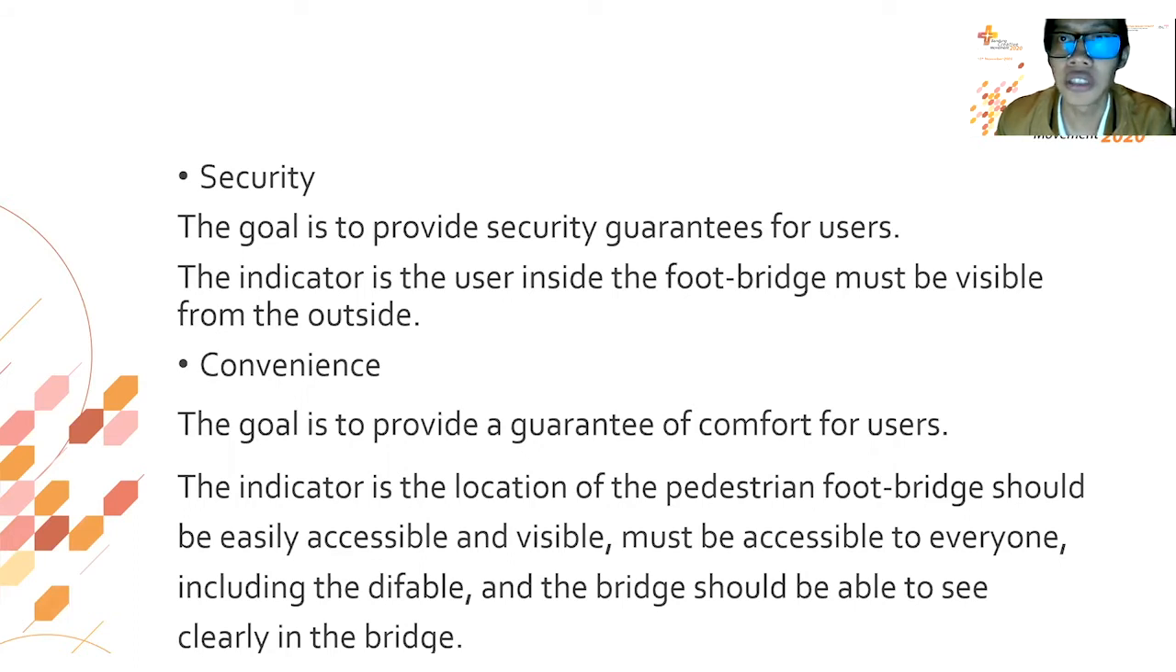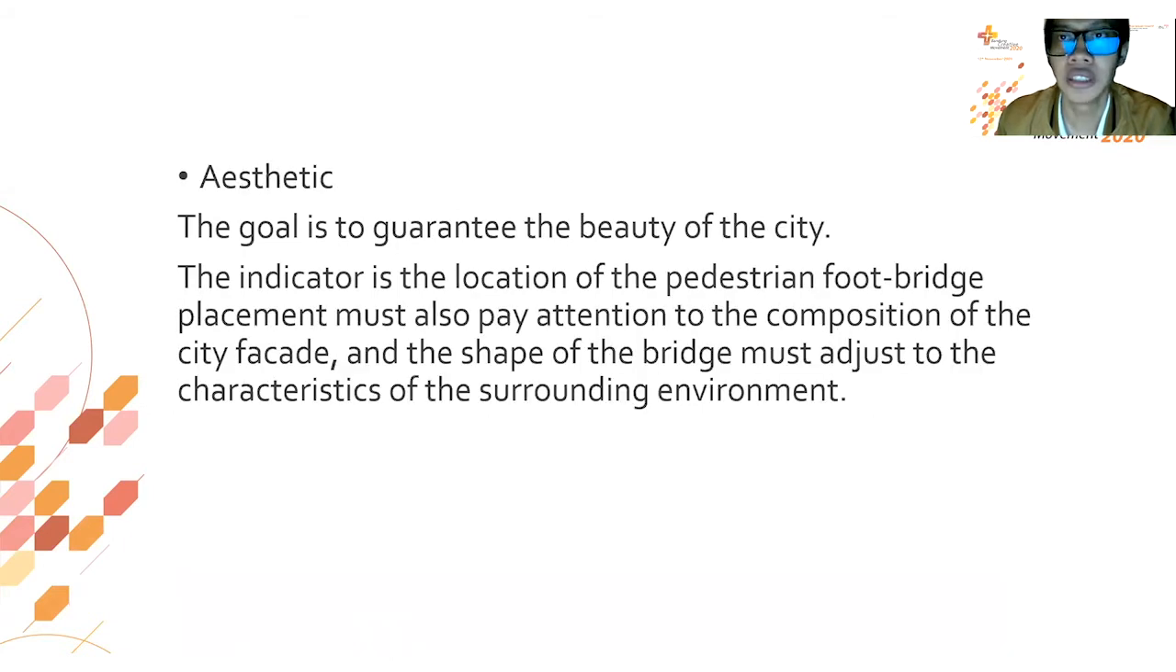Convenience. The goal is to provide a guarantee of comfort for pedestrian footbridge users. The indicator is that the location of the footbridge should be easily accessible and visible, accessible to everyone, including the disabled, and the bridge should allow clear visibility inside. Aesthetic. The goal is to guarantee the beauty of the city. The indicator is the location. The footbridge placement must also pay attention to the composition of the city facade, and the shape of the bridge must adjust to the characteristics of the surrounding environment.